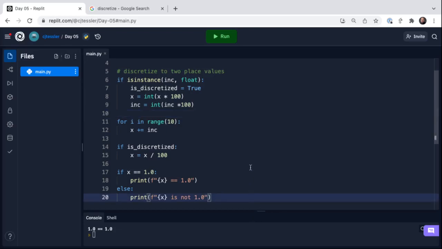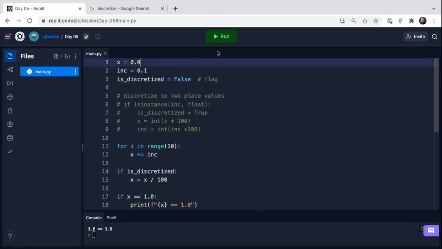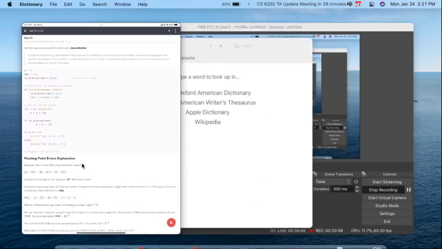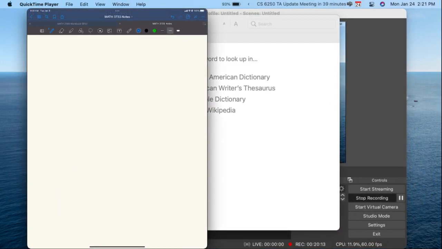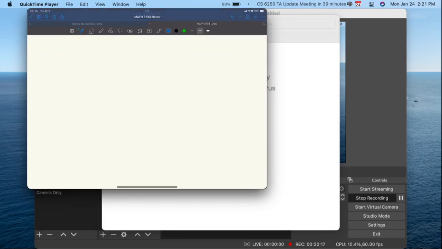But let's go ahead and talk about mathematically why this happens when we're not discretizing. So if I were to just comment this out, why does this weird rounding thing happen? To figure that out, we're going to do something a little bit more mathy than programming-y. So let's just think about our numbers for a sec.